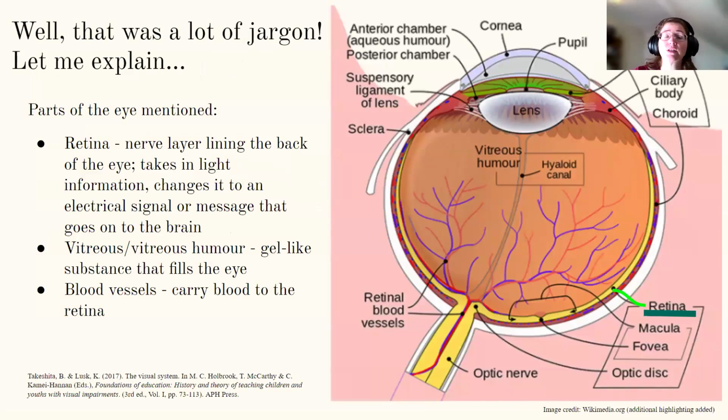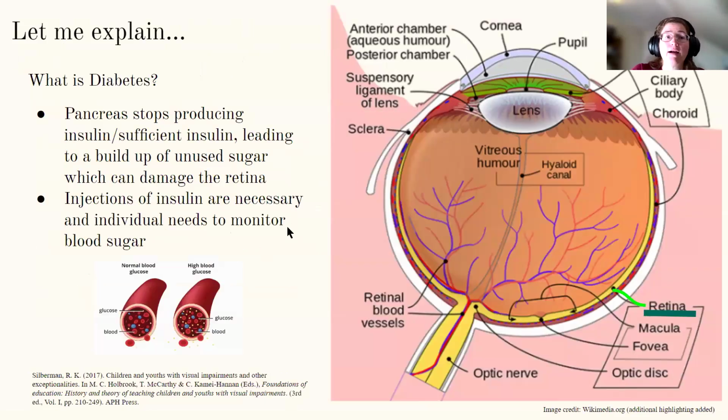We have the retina, which is the nerve layer lining the back of the eye. It takes in light information, changes it to an electrical signal or message that goes to the brain. We have the vitreous or vitreous humor, which is the gel-like substance that fills the eye. And then we have blood vessels that carry blood to the retina. I do want to point out on this slide, I do have a diagram of the eye, and I underlined retina and drew a squiggly line to draw emphasis to where the retina is on that diagram.